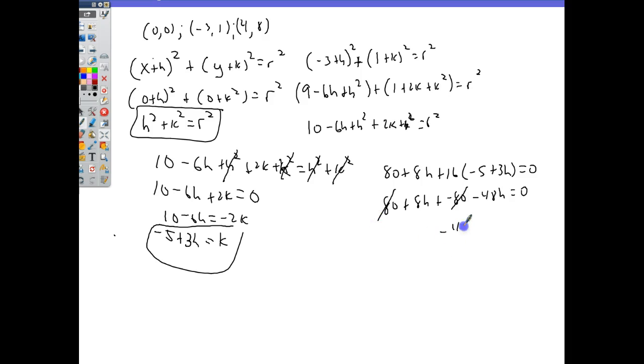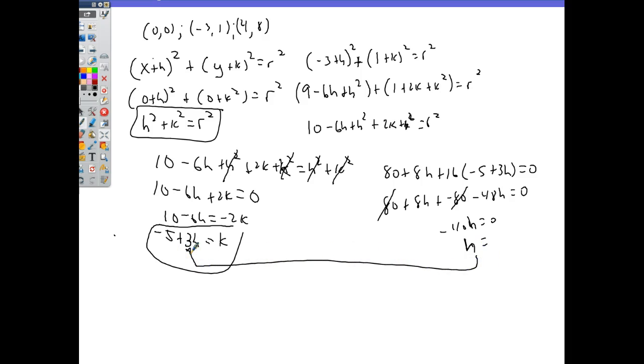And I get negative 40h equals 0. So h has to be what? 0. Negative 40h equals 0. What do I do? 16 times 3 is 48. H equals 0. Okay, but I got 8 here. And it doesn't even matter what this number is, because 0 divided into anything is going to be what? 0.